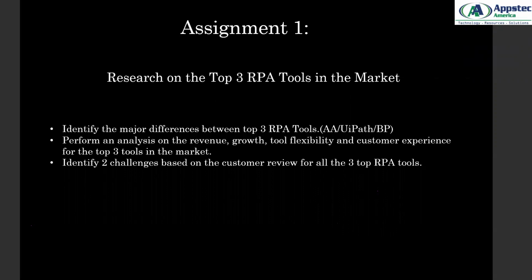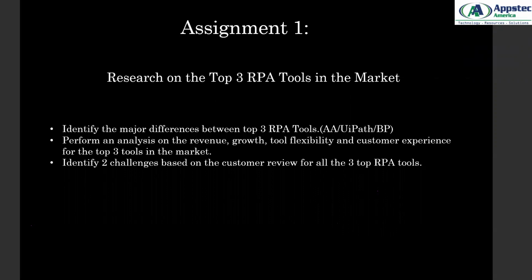So before I hand over to Bob, I just want to give you an explanation of assignment 1. The assignment is pretty simple. I don't want you to go and do something very deep. It's the first session. It's a very basic assignment which you can do through Google. I want you to research the top 3 RPA tools in the market, which I mentioned as Automation Anywhere, UiPath, and Blue Prism. These are the activities you need to do. Identify the major differences between the top 3 RPA tools. So what are the differences of Automation Anywhere with UiPath, with Blue Prism?